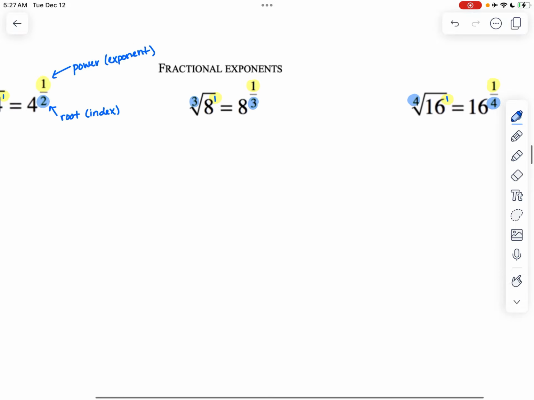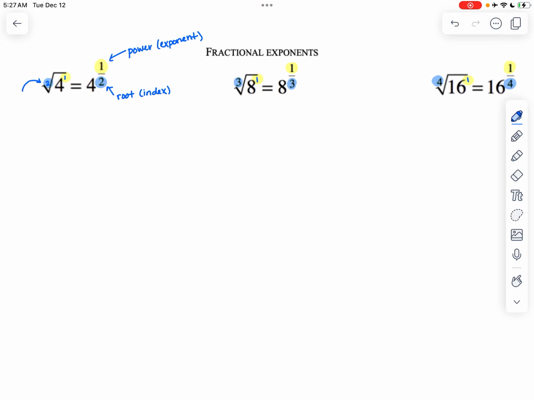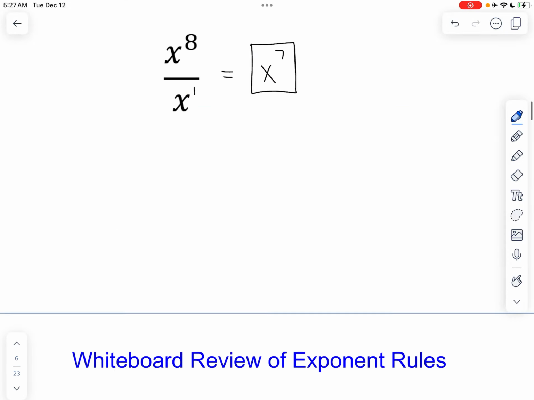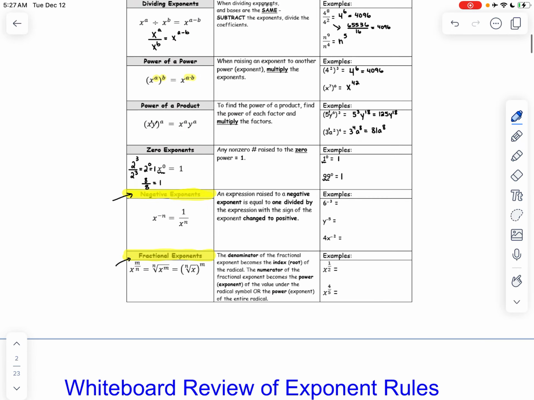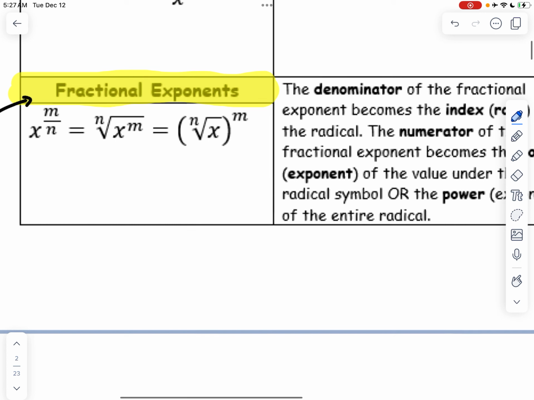So what we're going to try to explore right now is just getting comfortable with how we turn either a base raised to a fractional exponent into an equivalent radical, or a radical expression into an equivalent number raised to a fractional exponent. Also, if you go back to your sheet, maybe we can start there, that last property you'll see here. So we just said power, so the root is the n, and the power was the m.